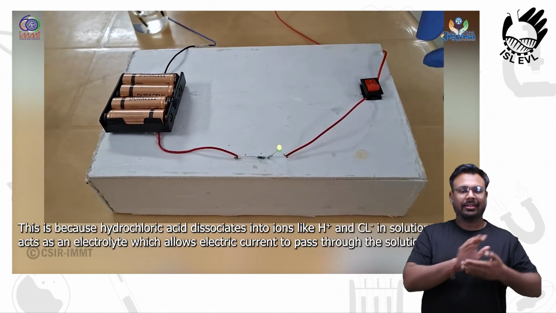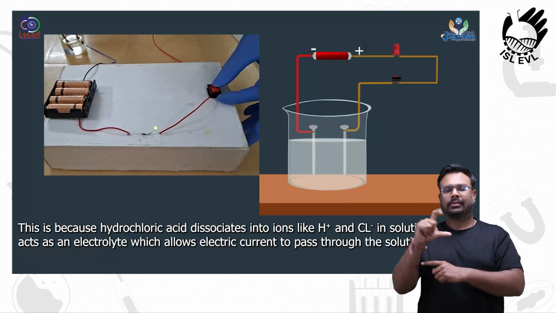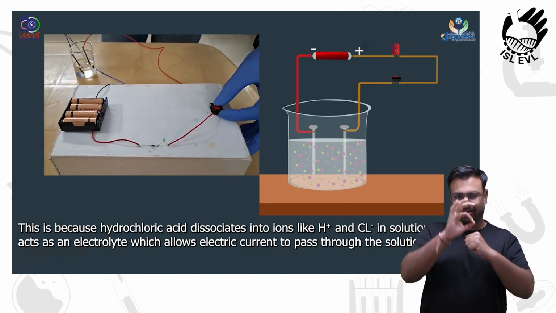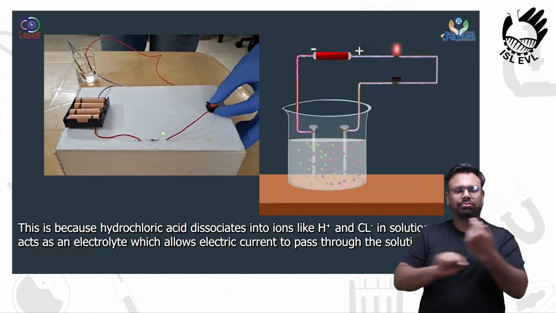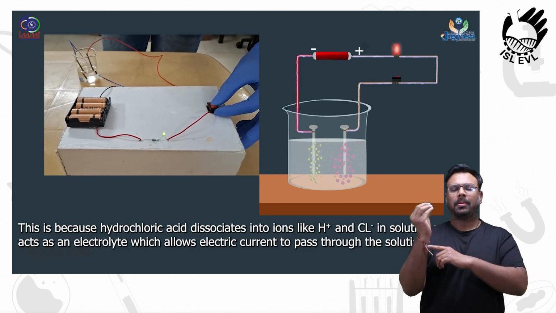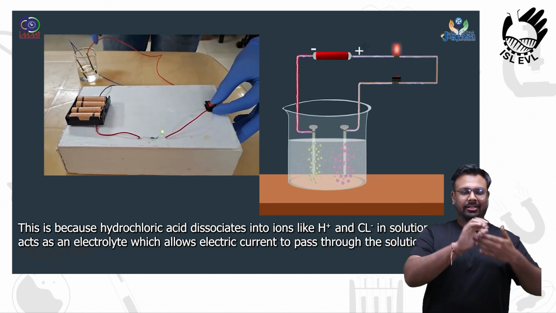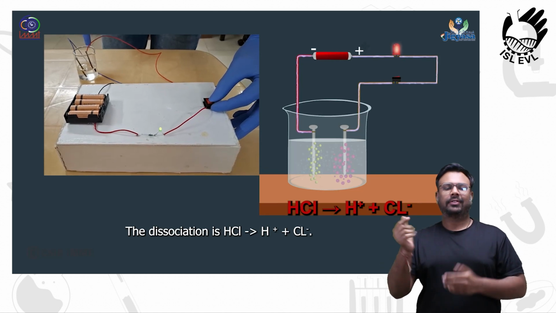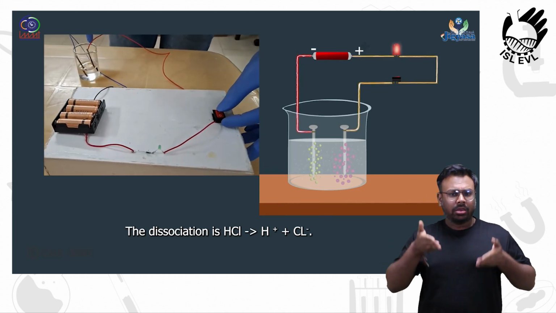This is because hydrochloric acid dissociates into ions like H plus and Cl minus in solution, and it acts as an electrolyte which allows electric current to pass through the solution. The dissociation is HCl gives rise to H plus plus Cl minus.